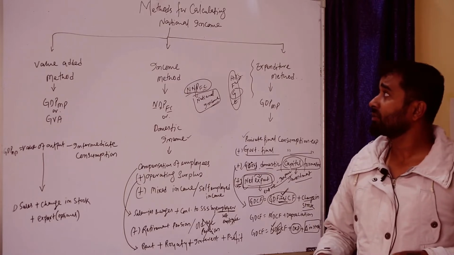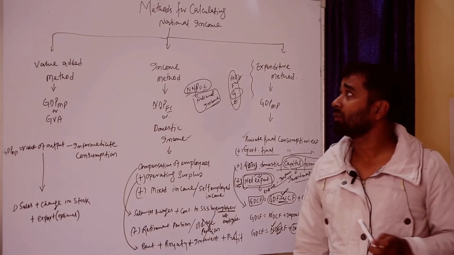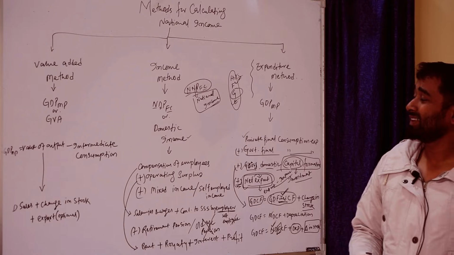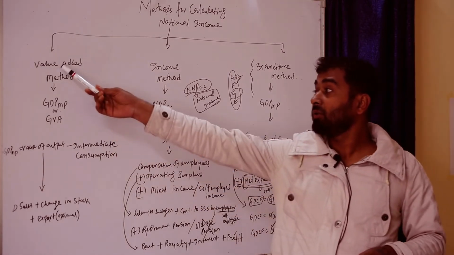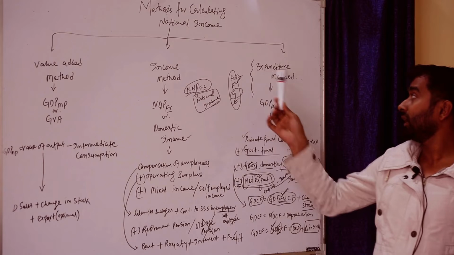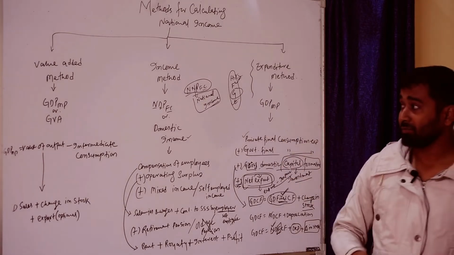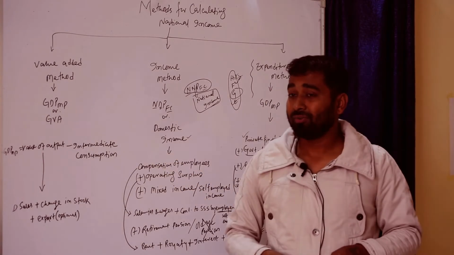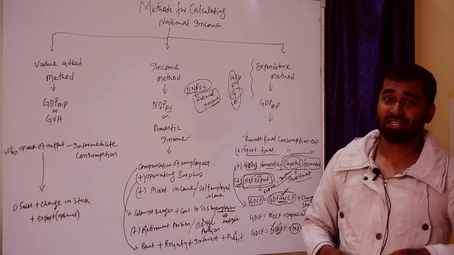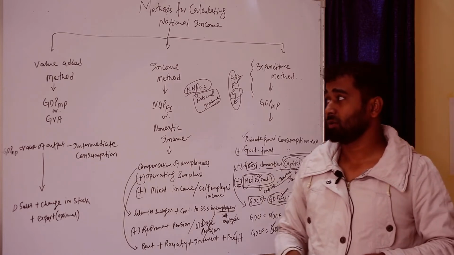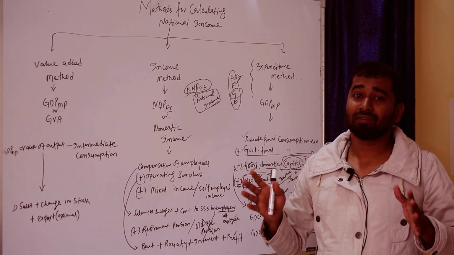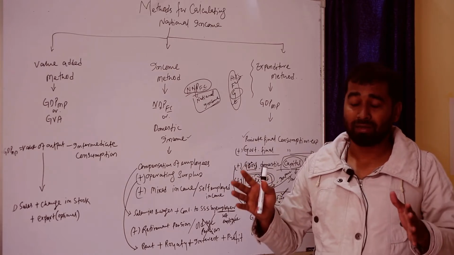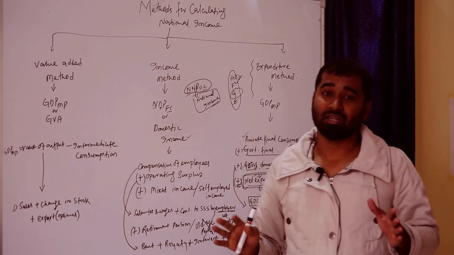So next topic we are going to start: methods for calculating national income. There are three methods where we can calculate national income. One is the value added method, the income method and the expenditure method. Now, first is the value added method. The value added method is otherwise known as the production method or product method. Product method means that all the goods and services are what we are finding for calculating national income.